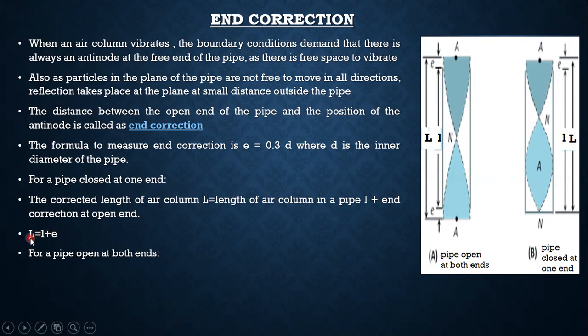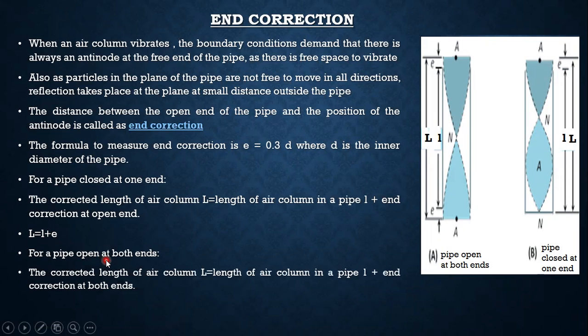Now for a pipe open at one end and closed at the other, we can write the total length of the pipe as small l plus the end correction, small l plus E. For a pipe open at both ends, the corrected length is small l plus 2E. So this is the total length of the pipe open at both ends. I hope everyone understood what end correction is.